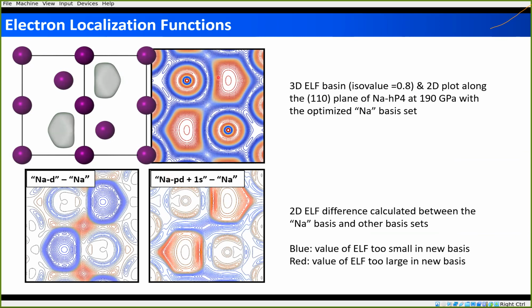So here I show the electron localization functions calculated using our optimized basis. And then the difference in the electron localization functions, for example, calculated using some of these other basis functions that I've mentioned, just subtracting them on this grid. And we've considered that for this whole possibility, noting regions where the alpha is too small or regions where the alpha is too big in comparison to what we would get with the full basis set.